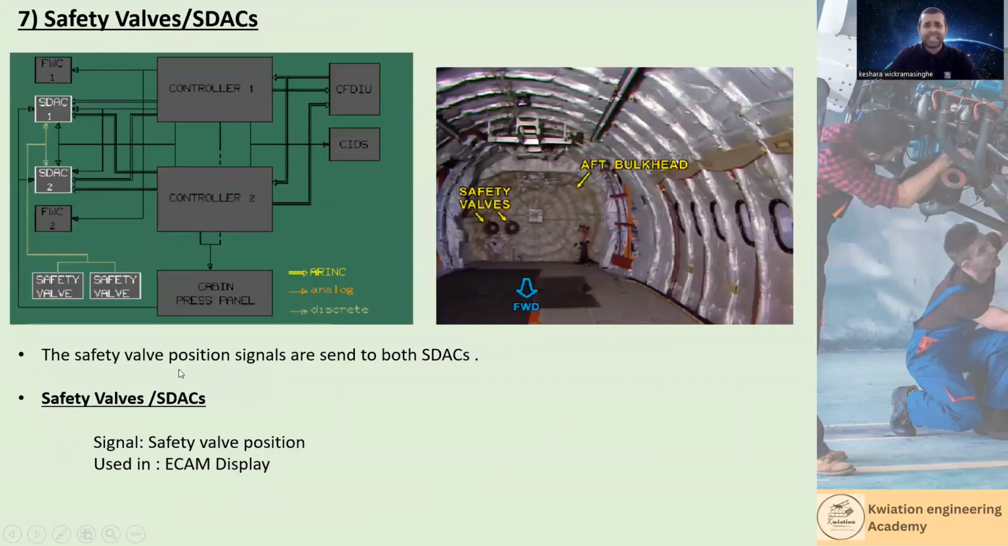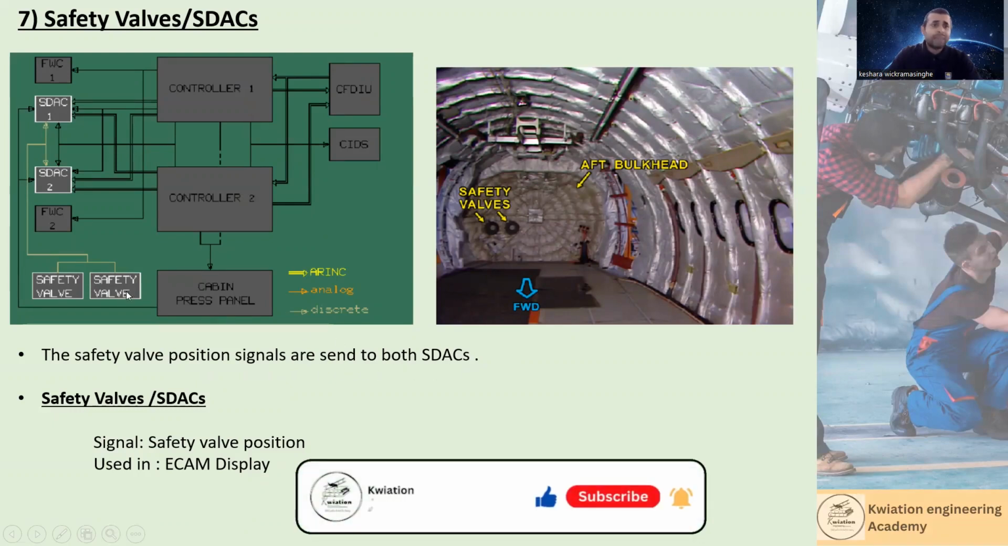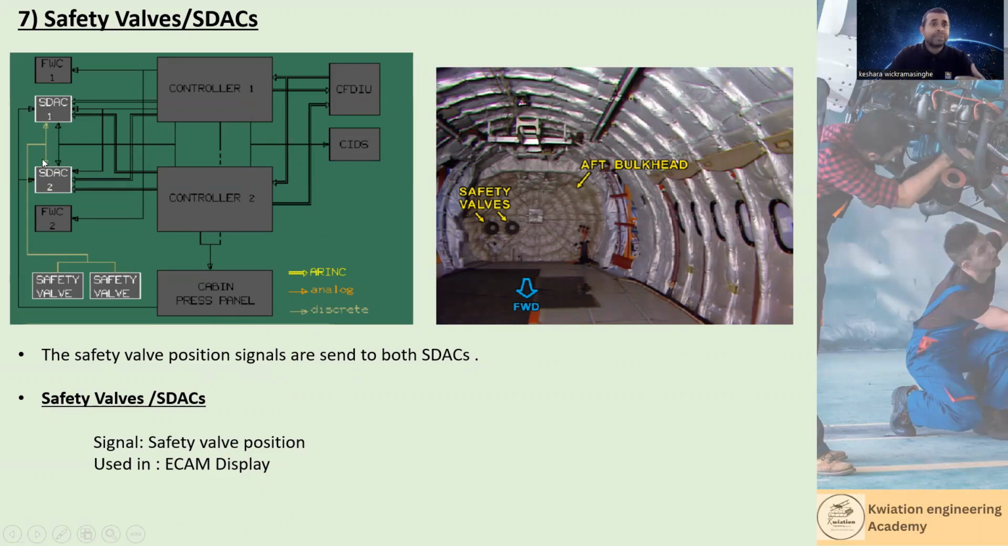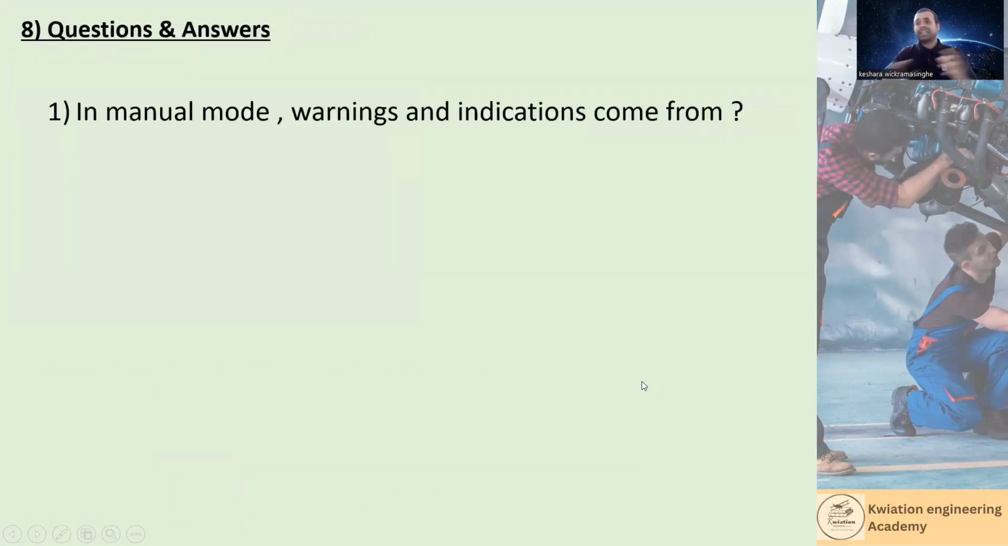Next one, safety valves SDAC. The safety valve position signals are sent to both SDACs via discrete signals. You can see the two safety valves there. So these position signals will be sent to both SDACs via discrete signals. So the safety valve SDAC signals are safety valve position and used in the ECAM display, right? Okay, that is the end of this lesson.